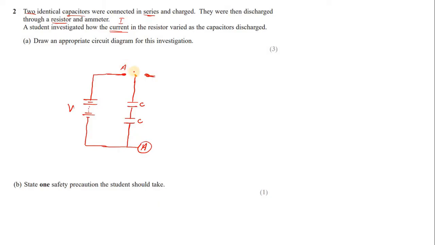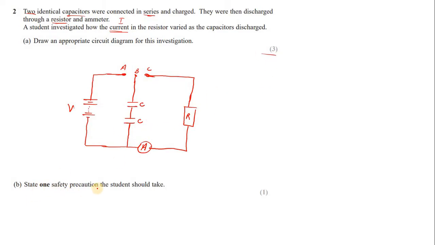And this is the A, B and C terminal, and this is an external resistor R, and then it goes to the ammeter. So this is a typical circuit. If B is connected with A, then this is a charging circuit, and if B is connected with C, this is a discharging circuit. So that's the circuit diagram for 3 marks.